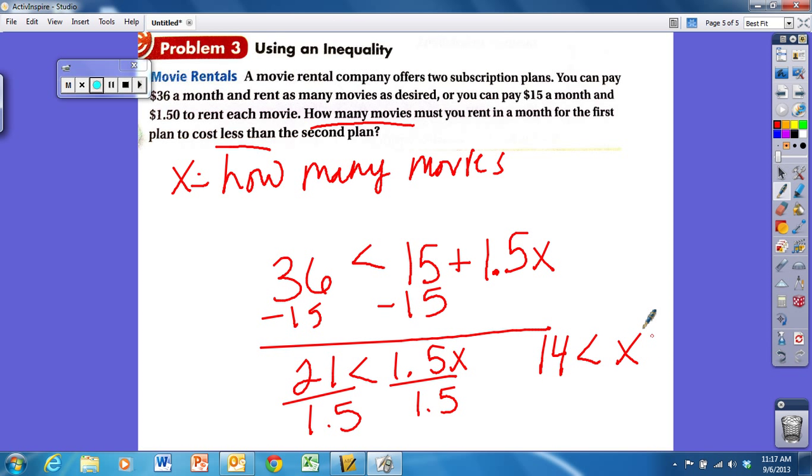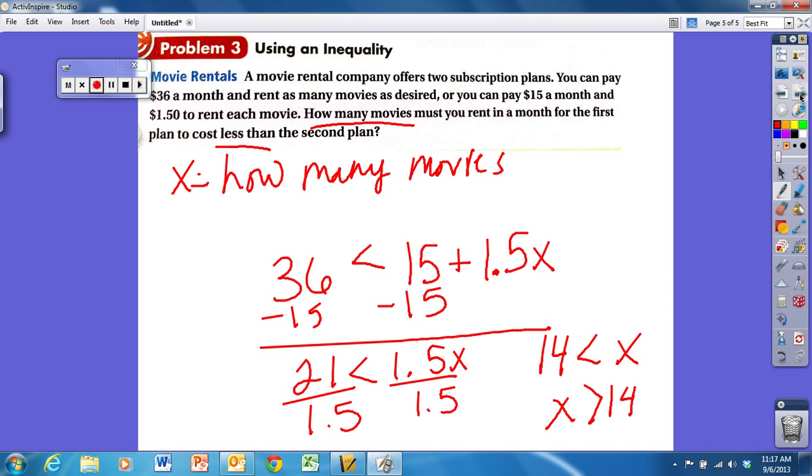Now this is confusing because you're used to having your variable on the left-hand side. But notice, if the inequality is eating the x when it's on the right-hand side, when you rewrite it on the left-hand side, it has to keep eating the x. You can't just switch the x and the 14 without switching the inequality. So if you want to rewrite it so that the variable's on the left, make sure that if it's eating it in the original, it's still eating it in the answer. And then your answer would be, you must rent at least 14 movies for the first plan to cost less than the second plan. And yes, you should write all of that out because we are a school of literacy and we like to write.